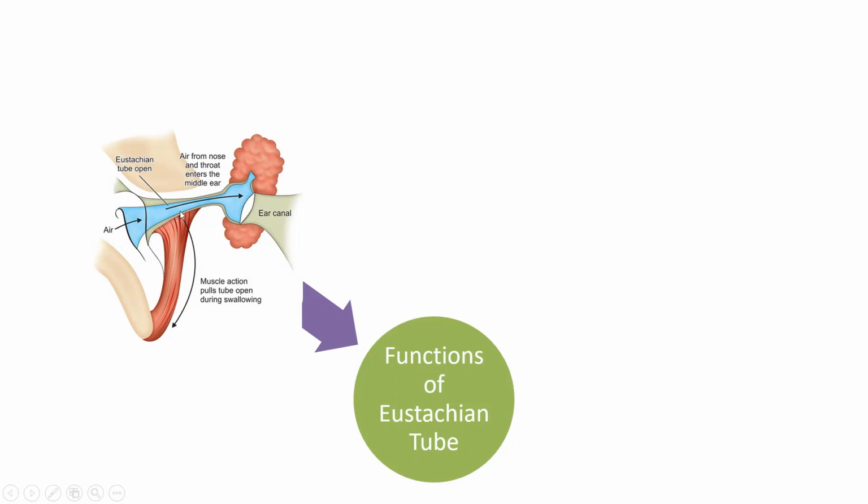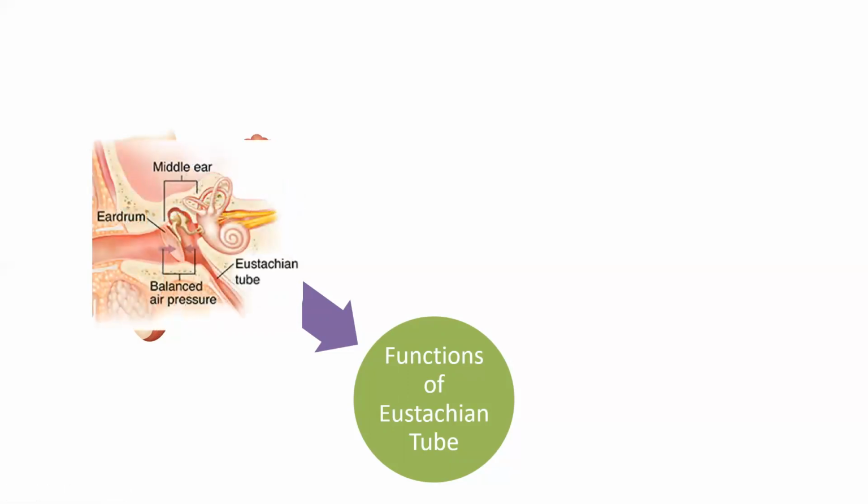Now, when we chew or yawn, the Eustachian tube opens and neutralizes the air pressure in the middle ear compared to that of the ear canal. So it matches the air pressure between the tympanic cavity and the external atmospheric pressure. So this keeps the tympanic membrane in optimal position for efficient vibration.